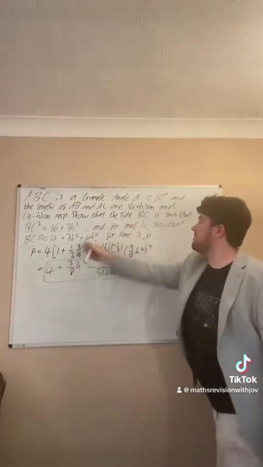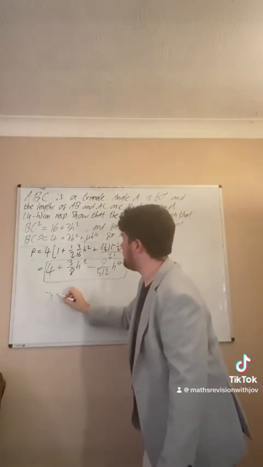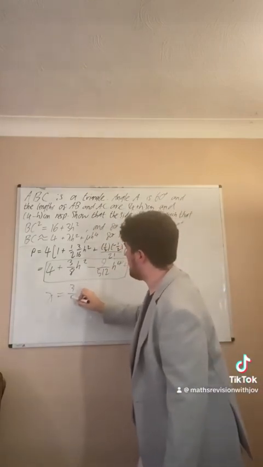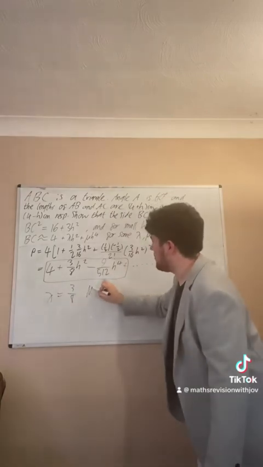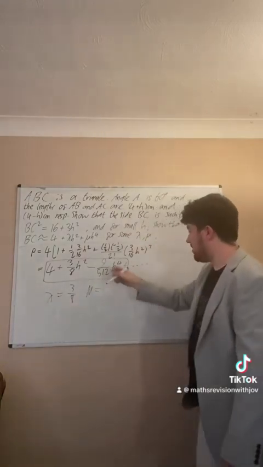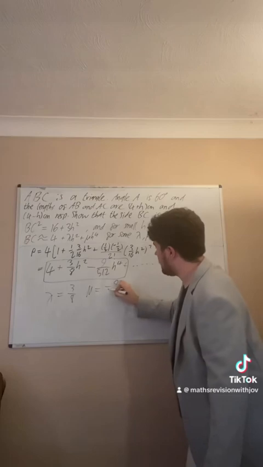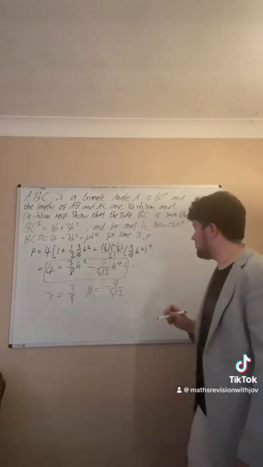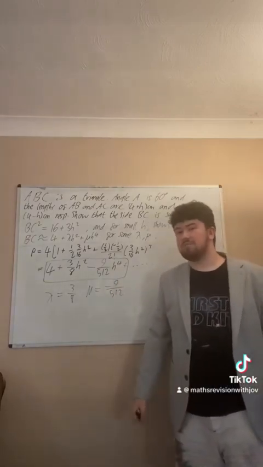So lambda we found to be 3/8, and mu we found to be minus 9 over 512. And I hope that helps.